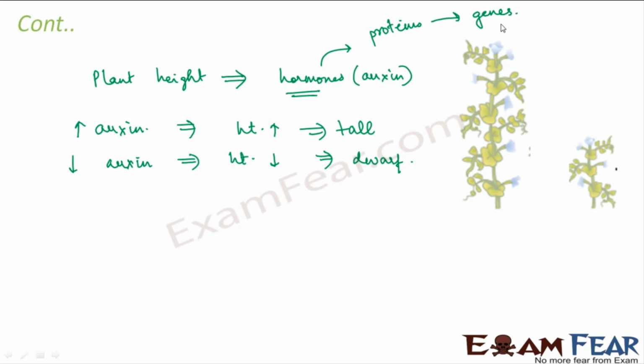Genes, right? So a gene has the information for synthesis of proteins. Now if the gene has some alteration, that means there will be some alteration in the synthesis of proteins. So if the proteins synthesized are less, then the auxins produced will also be less, therefore the plant will be dwarf, right? So now you see how genes control the different traits present in an organism.